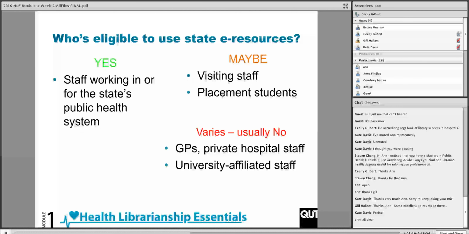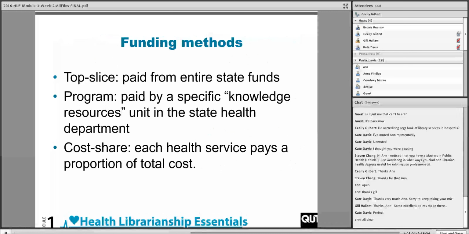So moving on. The sorts of funding methods is something which has varied over time. These consortium arrangements initially started with a top slice arrangement, so the funding was paid out of the entire lump of the state health budget.